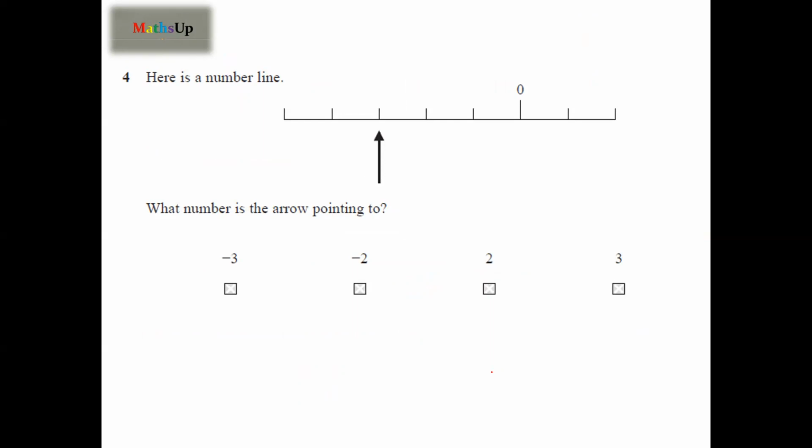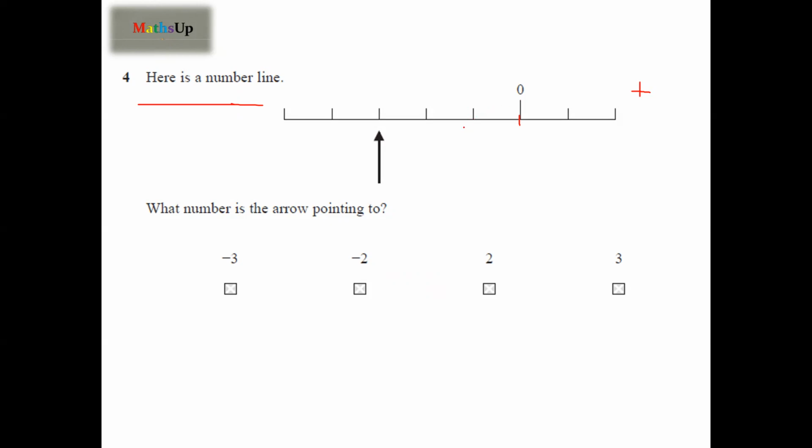Then we'll move to the fourth question. Here is a number line. So you know in this number line, 0 is given. And in a number line, positive goes to the right and negative goes to the left. The question is, what number is the arrow pointing to? So we'll have to mark the negative side.